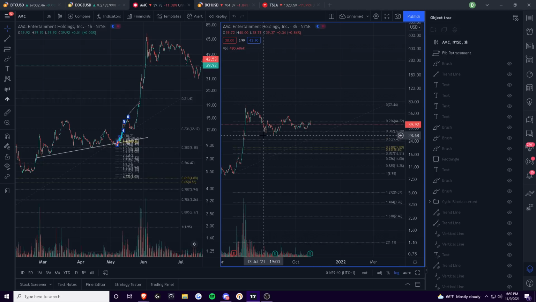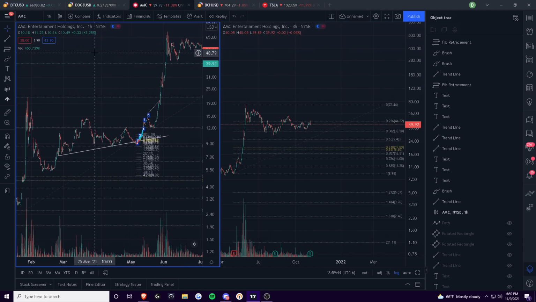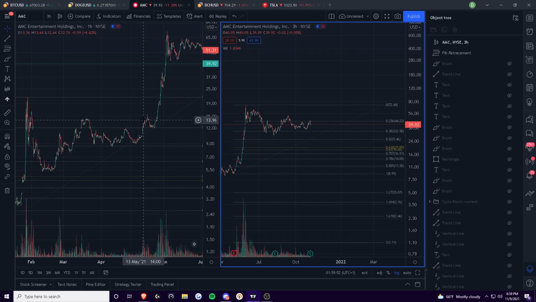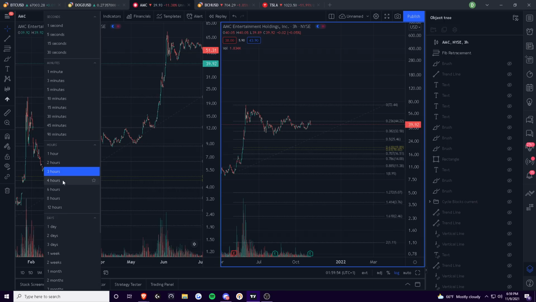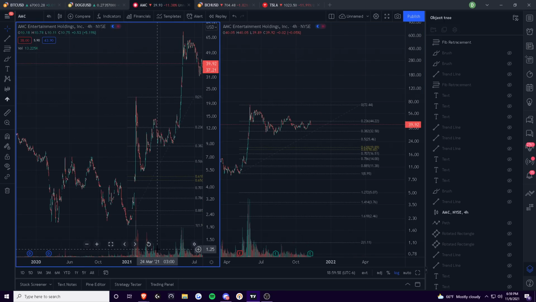Here, right? You have that same Fibonacci retracement. Let's take all this off of the screen. Leave the retracement. Boom. Guess we'll just go to the 4 hour here.